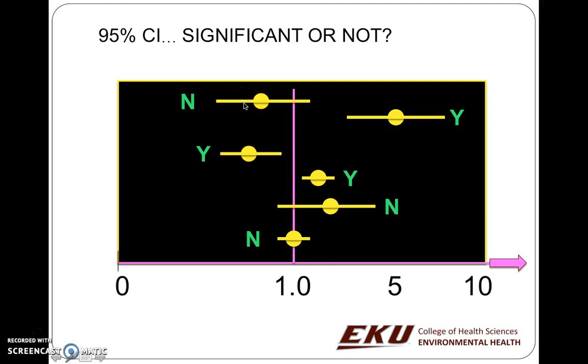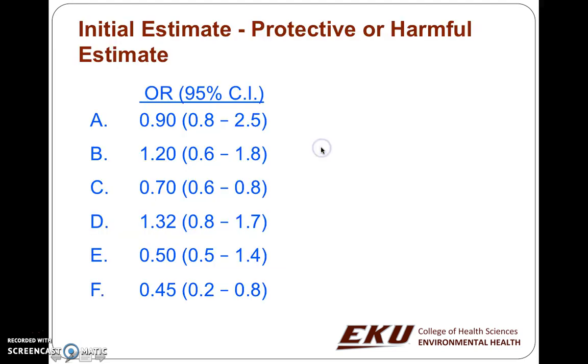So here are the answers. Any of these ones that cross this line of 1 or include 1 in the confidence interval are not significant. So that's not significantly different, and that's not significantly different. There's no statistically significant difference between the exposed and the unexposed. Although they seem protective, these are harmful, harmful, no association. We need that confidence interval. So this one is statistically significant, this one's statistically significant, this one's statistically significant. 1 is not included in the confidence interval of any of those.